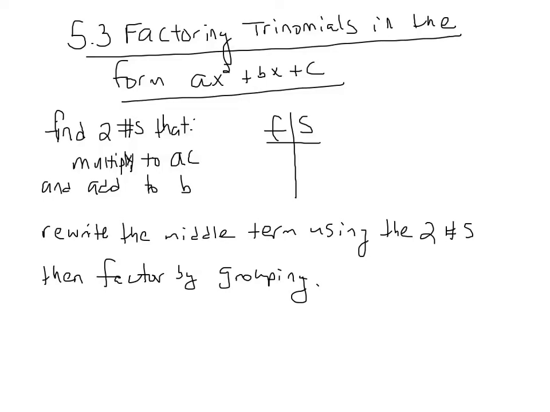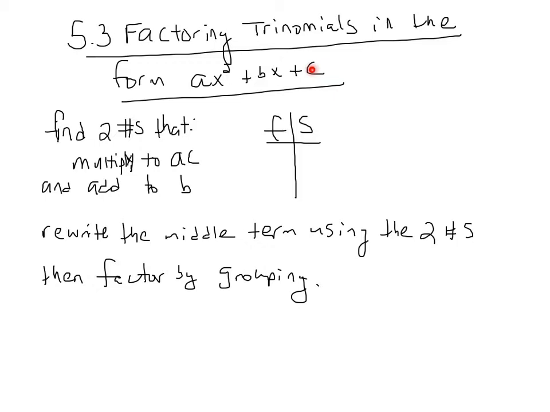Hello, Algebra Scholars. This is section 5.3, factoring trinomials in the form ax squared plus bx plus c. You'll notice this looks a lot like the last section, but there's one major difference, and that's this a. In section 5.2, we only factored trinomials whose leading coefficient was 1, and if it wasn't 1, we were able to factor out the entire leading coefficient from all three terms so that it was 1. But in this section, that's not going to happen.